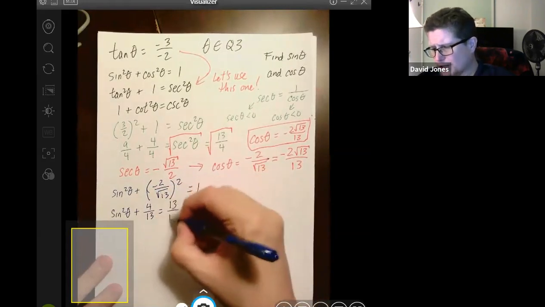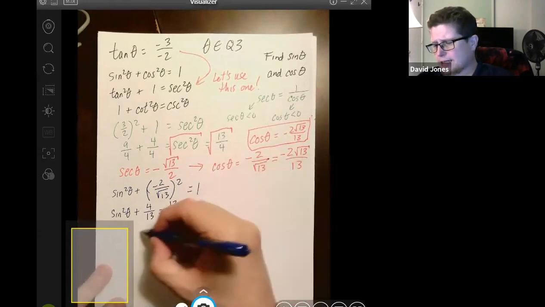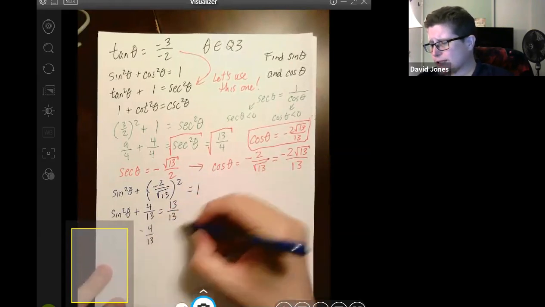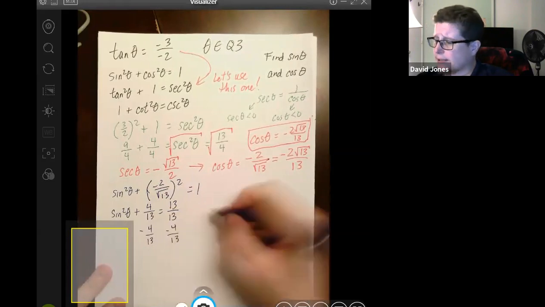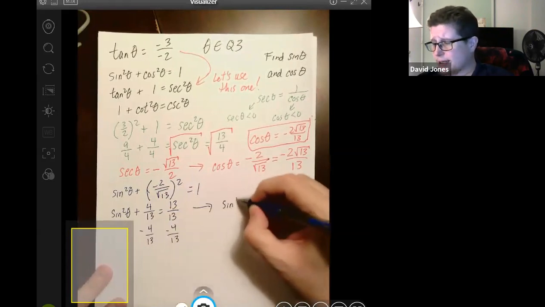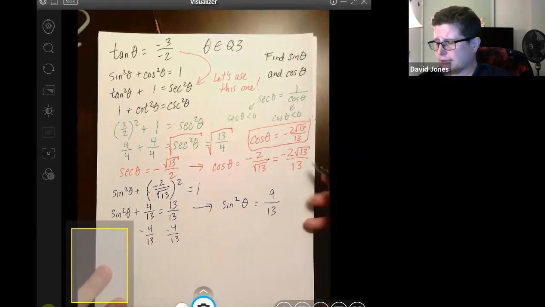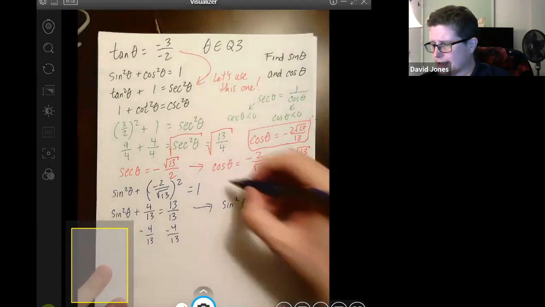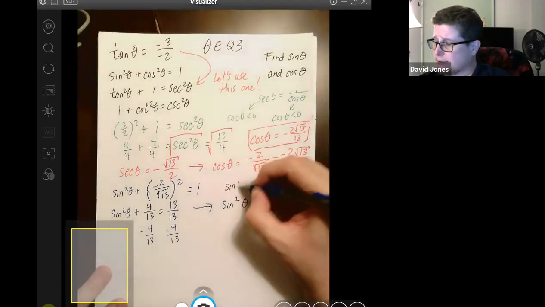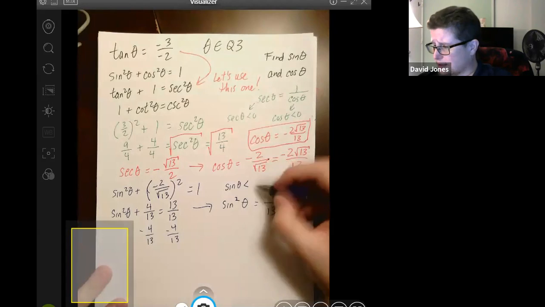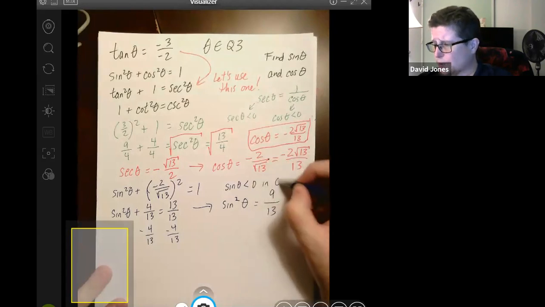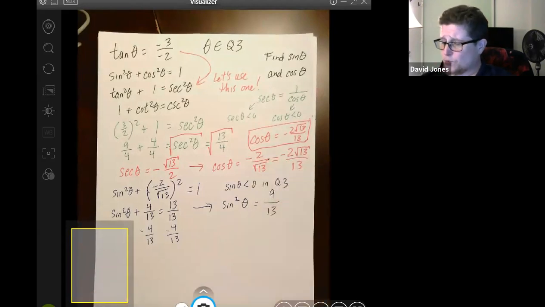I'm going to write it as 13 over 13 because I need to subtract 4/13 from both sides. And we get sine squared theta equals 9/13. And in quadrant 3, sine is less than 0 also. In Q3, so it's going to be negative when we take the square root.